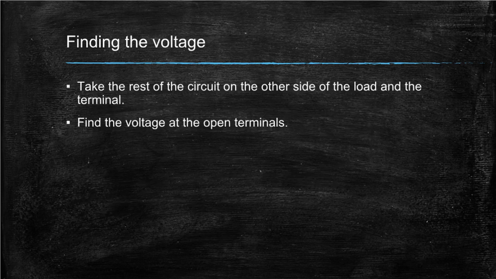Now to find the Thevenin voltage. When the load resistor is taken out, what is left are open circuit terminals. The voltage at those terminals is the Thevenin voltage, also known as the open circuit voltage.